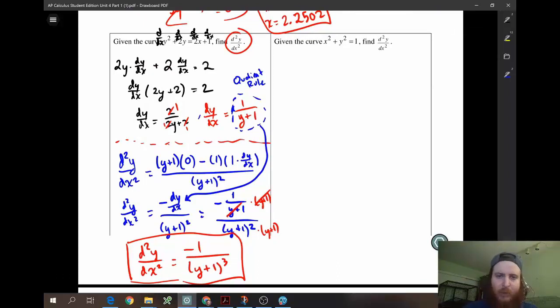So if this last page was really, really difficult for you, just practice it. We'll get some practice, we'll get better at it. But don't stress over it. It's not a huge portion of your test. So let's try it again.